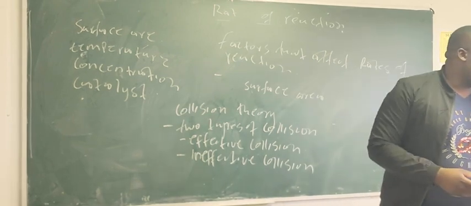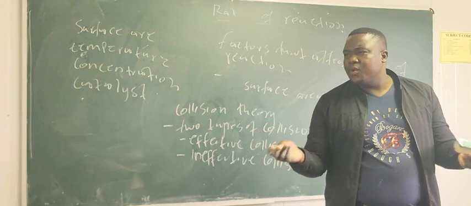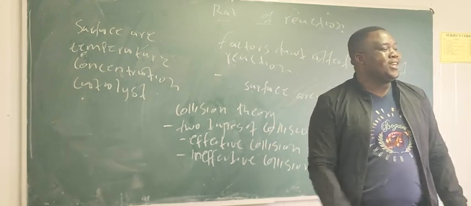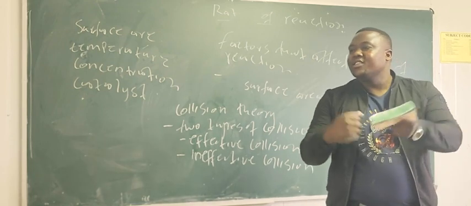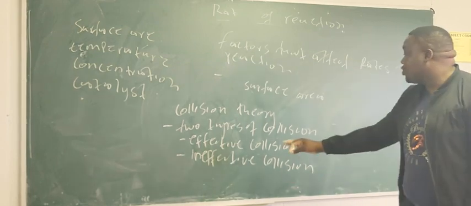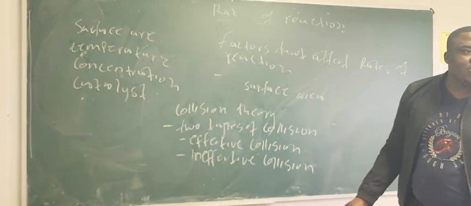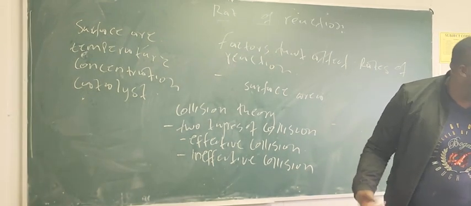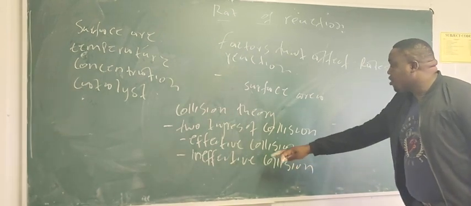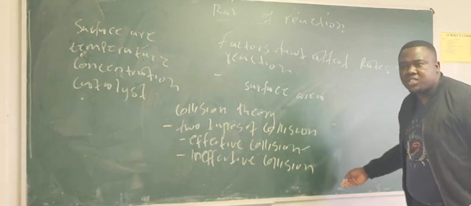When we talk about collision, it's simple. Let's explain what an effective collision is. An effective collision is a type of collision which results in the formation of new bonds, the product. Must you say that?